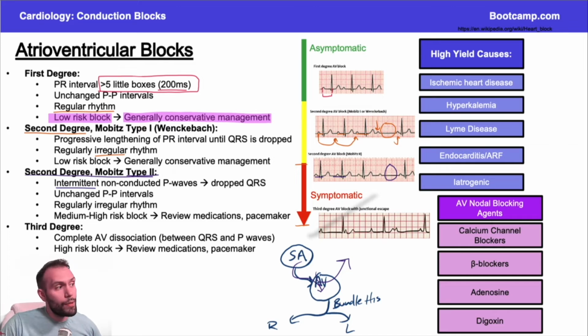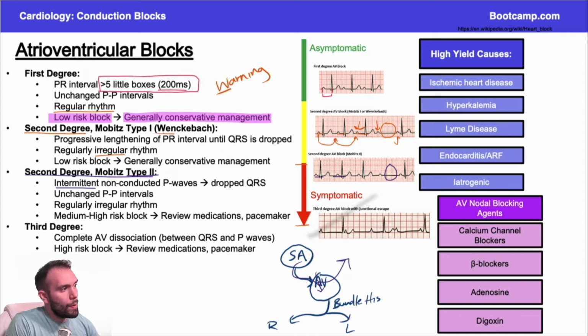And the way that I remember this is that the type 1, the Wenckebach, has a warning. Okay, so the type 1 has a warning. That W to me stands for warning. In other words, the warning is, hey, look, we're getting closer and closer to dropping a beat. This is the warning. Hey, we're going to drop a beat, and then we drop a beat.